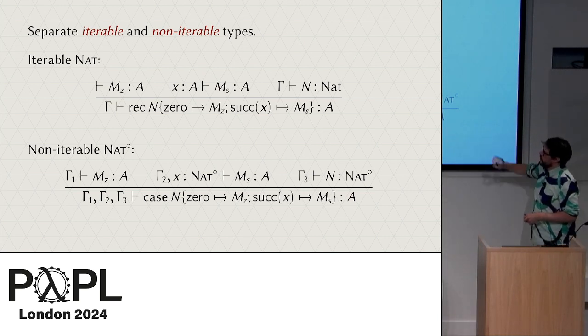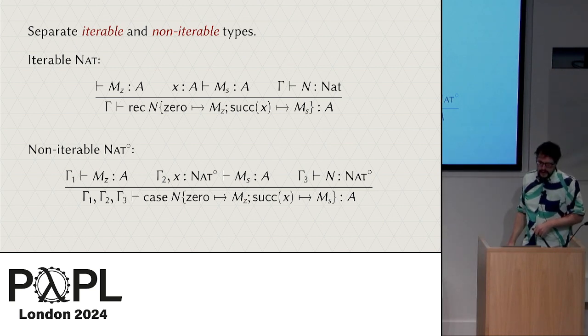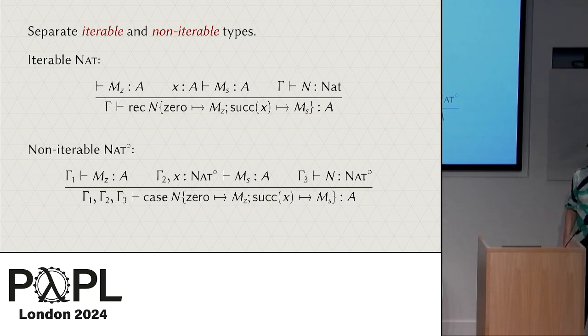And let's say we also have a non-iterable nat, these hollow nats with the little empty circle, and we're only allowed to do case analysis on those. So we're going to separate these two kinds of natural numbers.